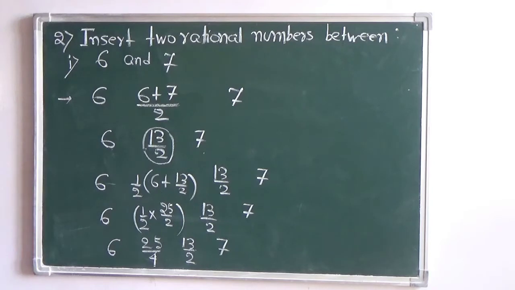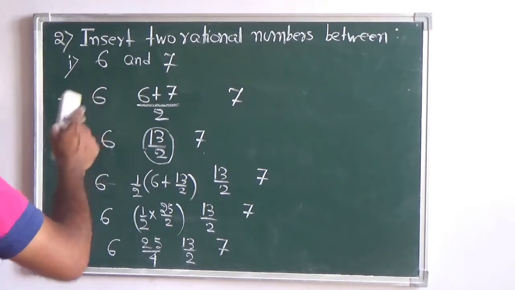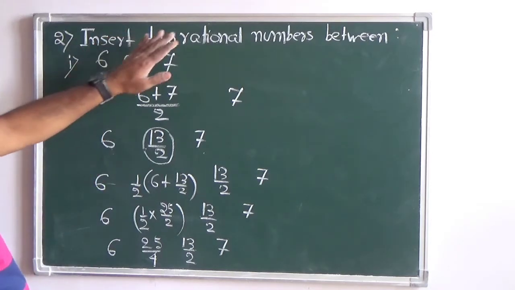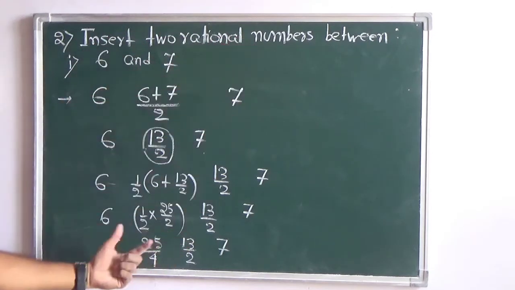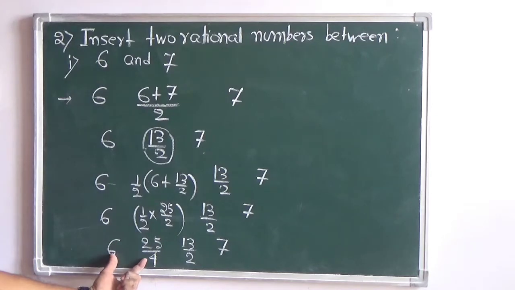So any doubt here, anyone? No, sir. In a similar way, you may be asked to insert three rational numbers between them. So in that case, you find a rational number between these two numbers by 6 plus this divided by 2.